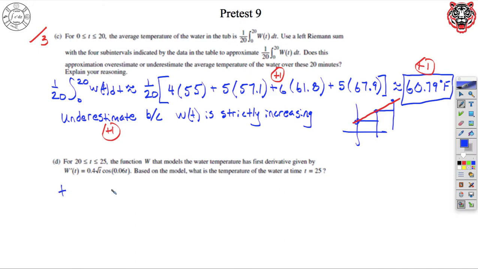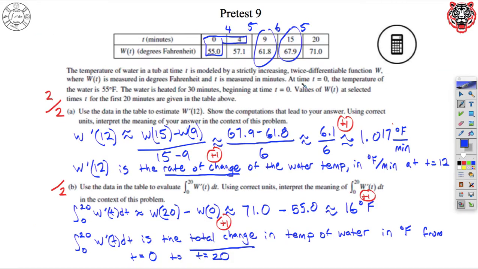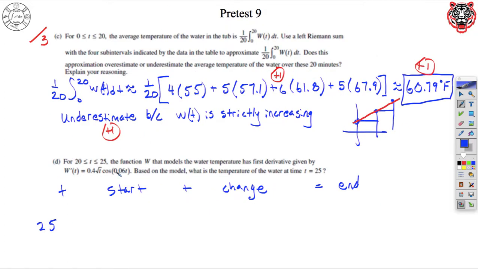This is a start plus change equals end problem. So the time is 25, that's what we're looking for. What is the start? How do we find start? Go back up to the stuff. Yeah, it starts at 71 because that's where it ended off. So this is going to be 71.0. We're going to add the integral. The change is going to be the integral from 20 to 25 of W prime of t. We don't have to write out all this stuff. We don't need to get the point here.